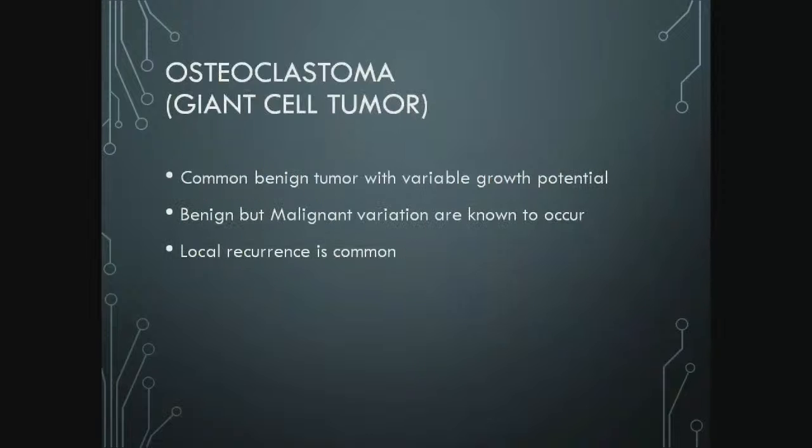Now we come to giant cell tumor, osteoclastoma. It is the commonest benign tumor with variable growth potential. It is benign but malignant variations have been known to occur. Local recurrence is common after treatment of osteoclastoma.